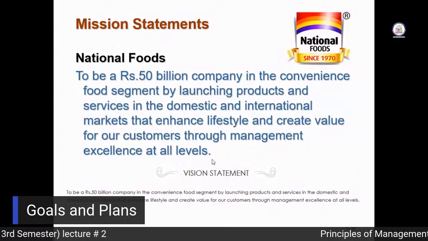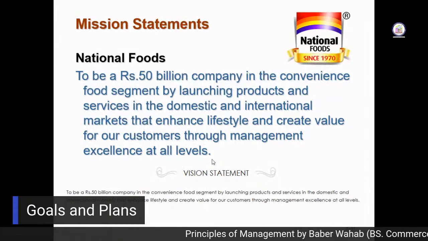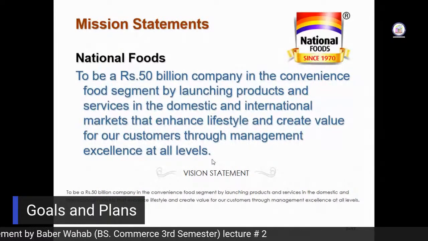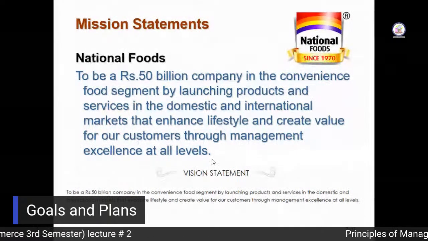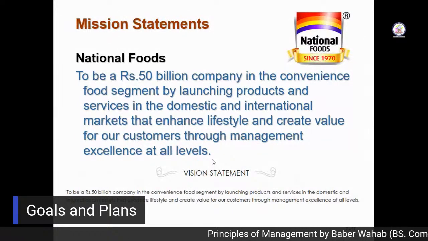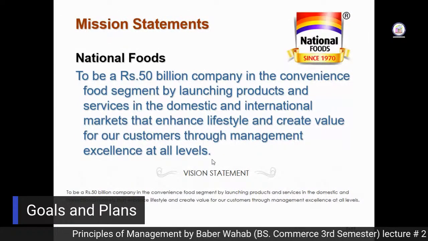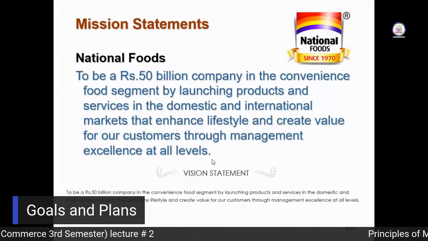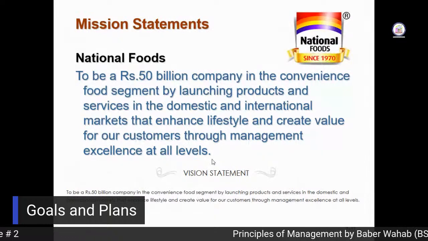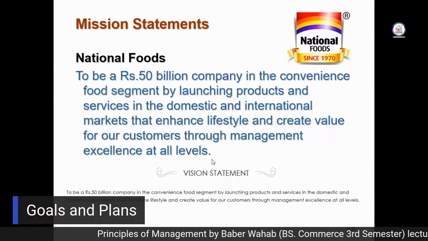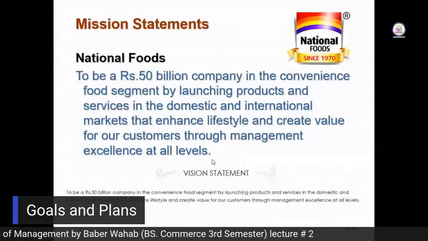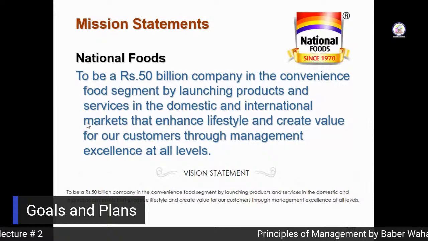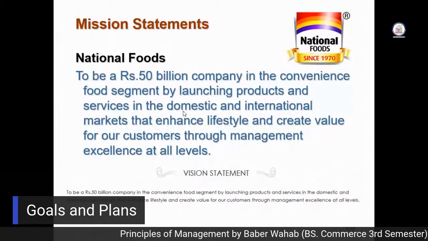I found this statement of National Foods to be a fairly well written mission statement, in contrast to the next one I'll show you, which is also from Pakistan. A good mission statement covers three aspects. It tells you what business you're in, it tells you who your target market is, the kind of segment you're serving, and it also should tell you how you're better than competitors. So if those three things are there, that's considered a good mission statement. So we find a reflection of that element in this mission statement.